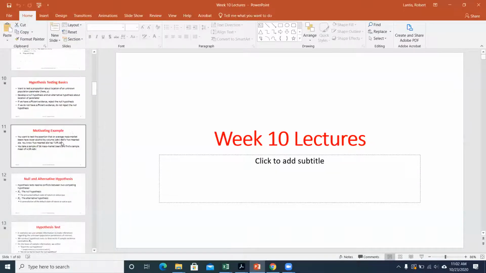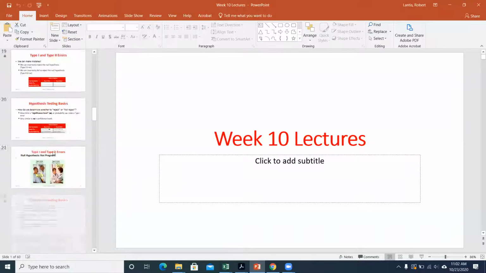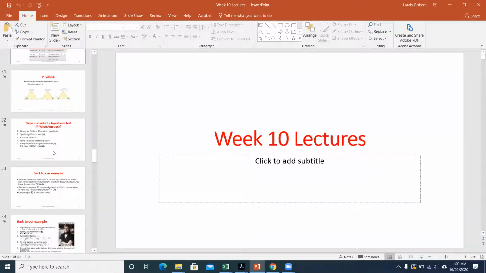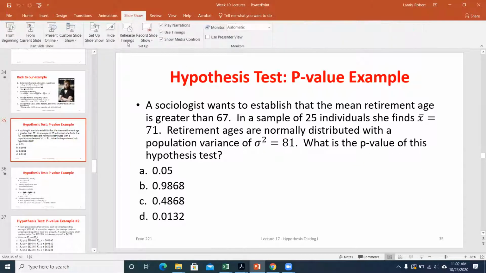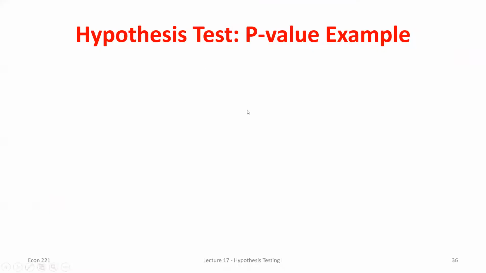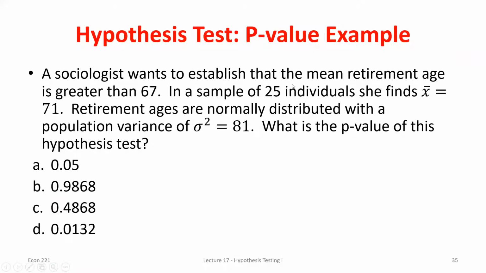And then we left off talking about how we do hypothesis testing and how we find p-values that eventually allow us to make this rejection decision, okay? So let's jump into an example, and I'll do a little bit of a review as we work through this example.